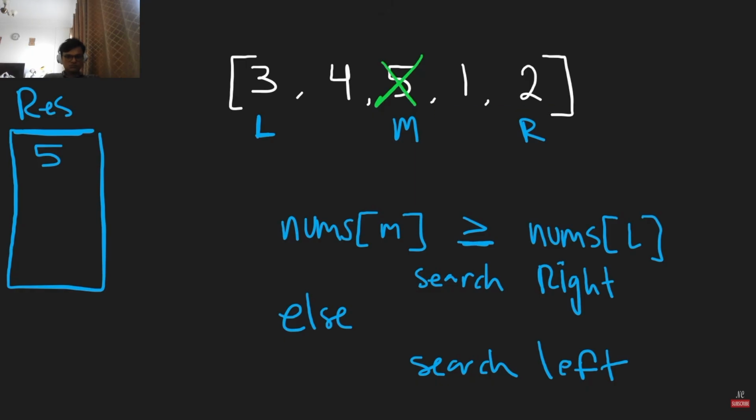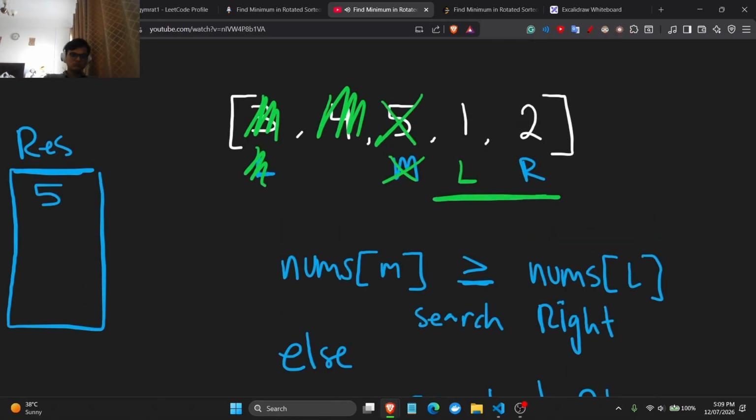Since we're searching right, that means we're never going to search these values again, so we can cross them out. We're going to take our left pointer and shift it to mid plus 1. So our left pointer is now going to be over here. This is our new search range.